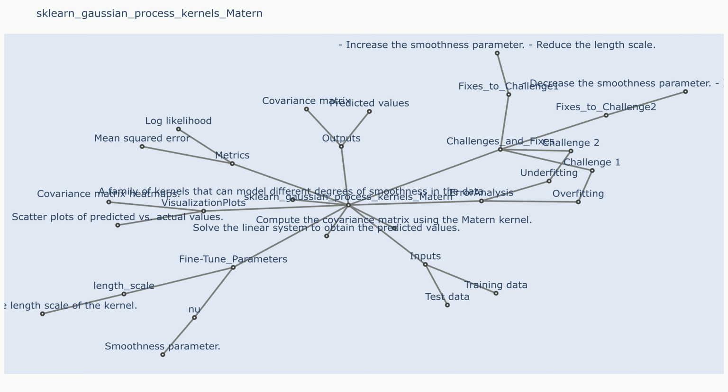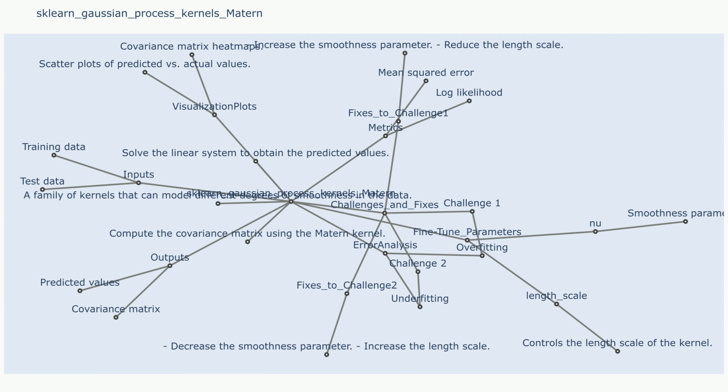Uncertainty methods. Marginal variance provides a measure of the uncertainty in the predicted value at a given input data point. Confidence intervals construct a range around the predicted value, representing the interval within which the true value is likely to fall with a certain probability.